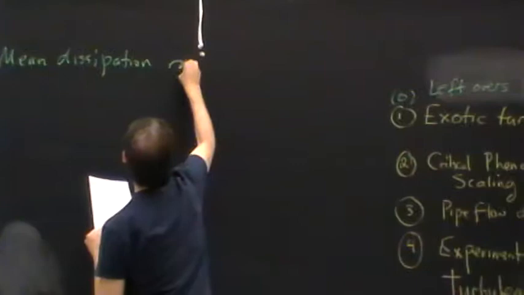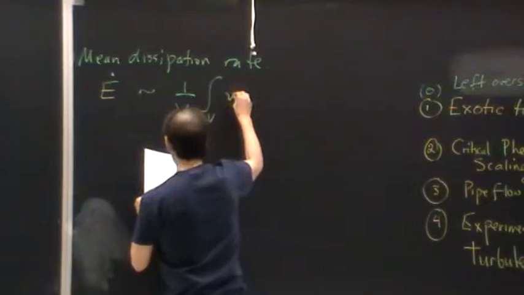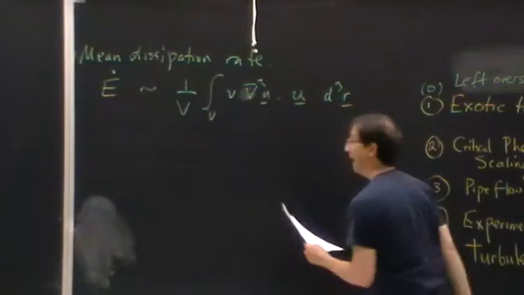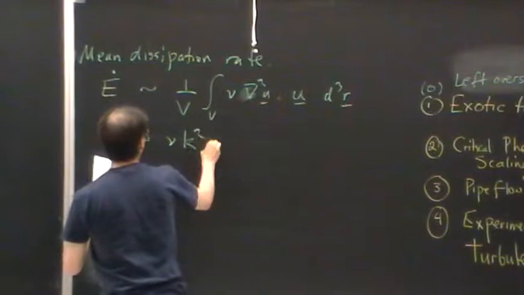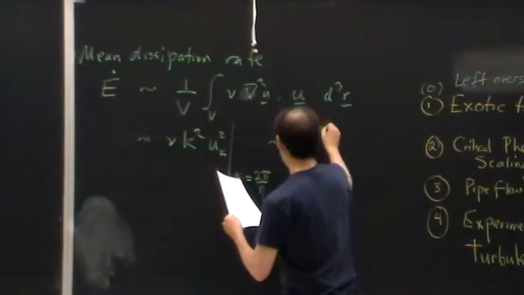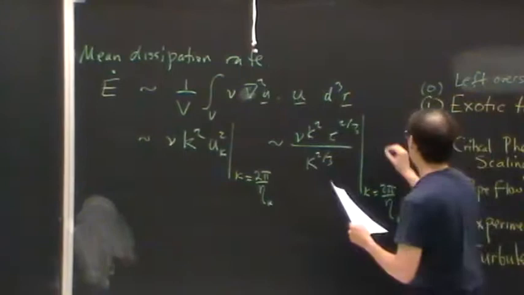I'm going to make the following estimate. E dot is basically the integral over the volume of the system of nu times del squared u, multiplied by the velocity to get the dissipation rate integrated over the system. We can estimate that as nu k squared u k squared, where this wave number k is 2 pi over the Kolmogorov scale. That is nu k squared epsilon to the 2/3 over k to the 2/3, all evaluated at k equal to 2 pi over the Kolmogorov scale, and that is just epsilon itself. So that's exactly what we expected.